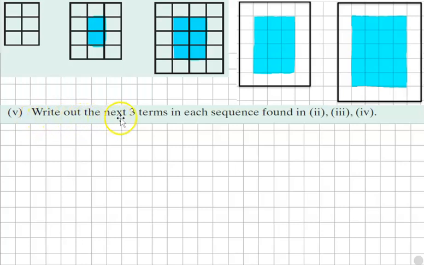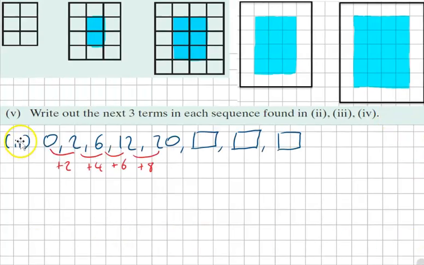Part 5, write out the next 3 terms of each sequence found in part 2, part 3, and part 4. So part 2, we had 0, 2, 6, 12, and 20. So we're going to have 3 blank boxes with commas in between. And then we're going to have a look at the differences. So to get from 0 to 2 is +2, from 2 to 6 is +4, from 6 to 12 is +6, from 12 to 20 is +8. So you can see that we're going up in 2s each time. So if we're going to do +2, +4, +6, +8, we're then going to do +10, +12, +14.